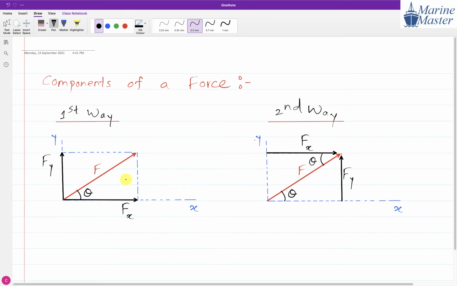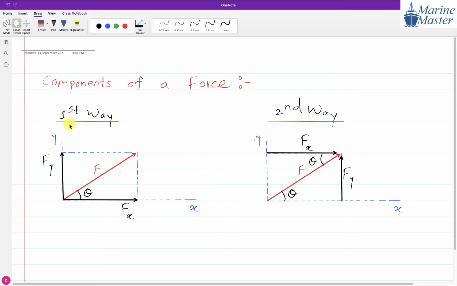So this is one rectangular way. In this rectangular way, both the components are going what? Opposite direction. Outward from this one. Here means all the forces, F going outward, Fy going outward, Fx going outward. In this one, all three forces are going what? Inwards. So this is our first and second way of representing components.